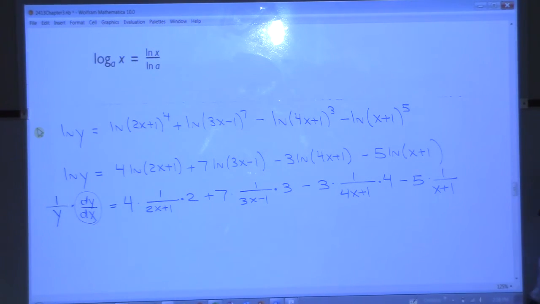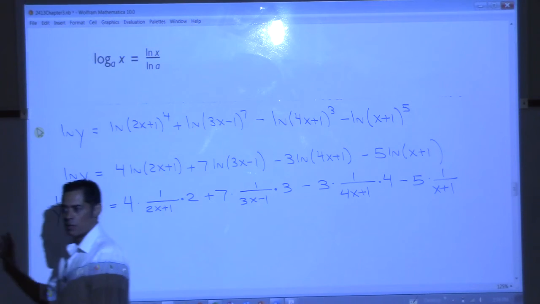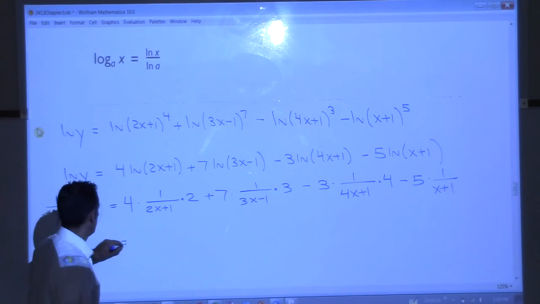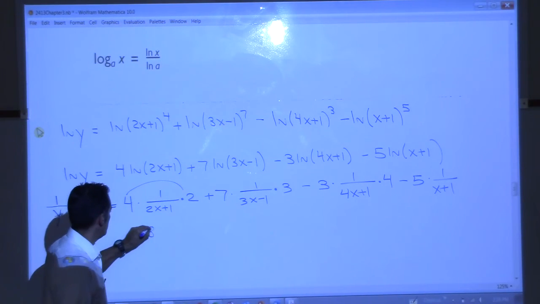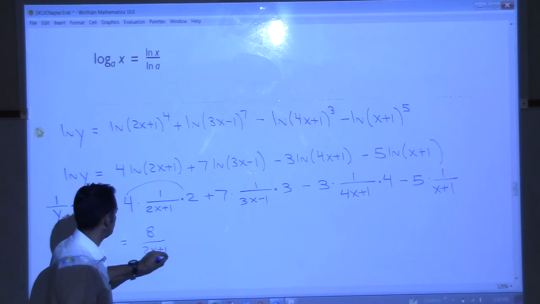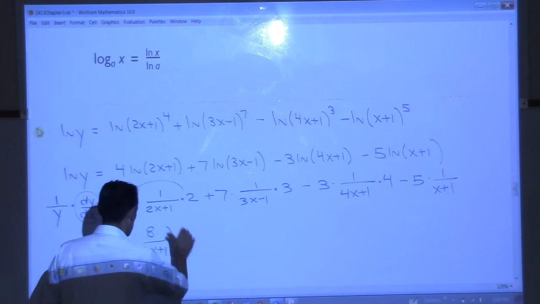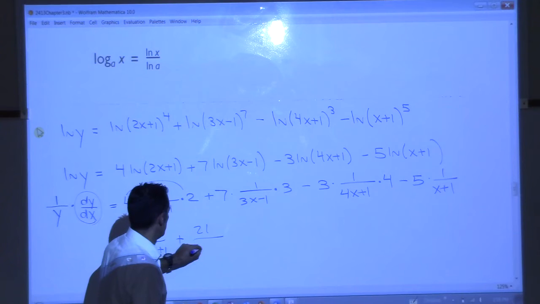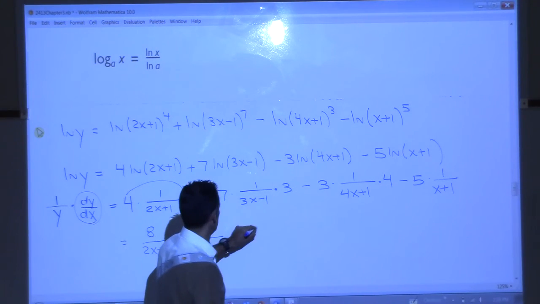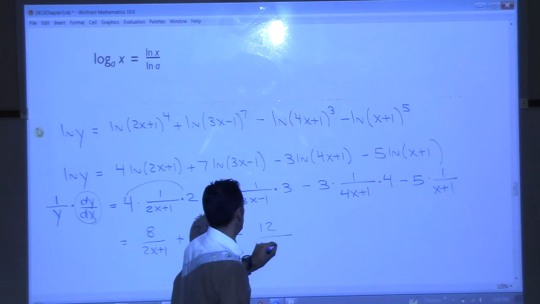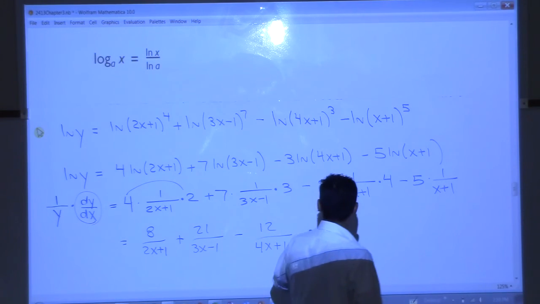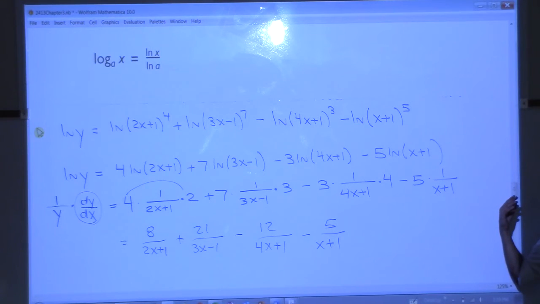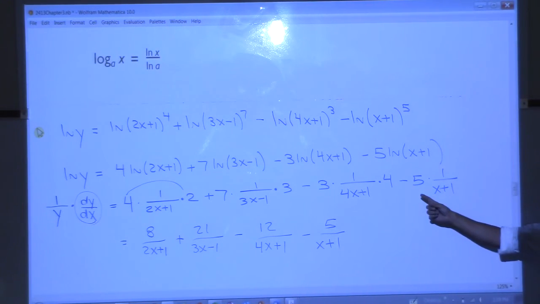I'm really close to being out of time. Does anyone have any questions so far? Yes? No? Okay, I can clean this up, can't I? Just a little bit. I'll do the 4 and the 2 together. That gives me 8 over (2x plus 1). No parentheses. Plus 21 over (3x minus 1). Minus 12 over (4x plus 1). Minus 5 over (x plus 1). Right, that's what this side is, yes? I'm just putting numbers together here. 3 and the 4 is 12.